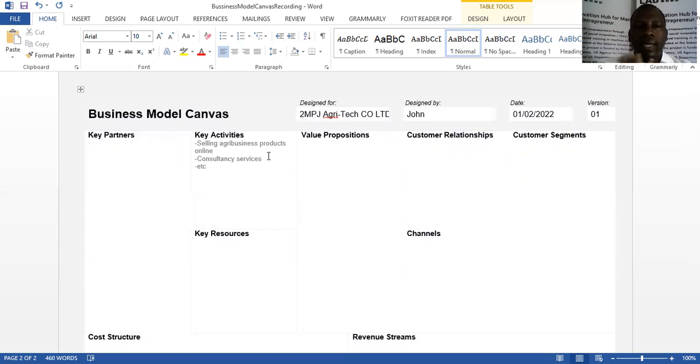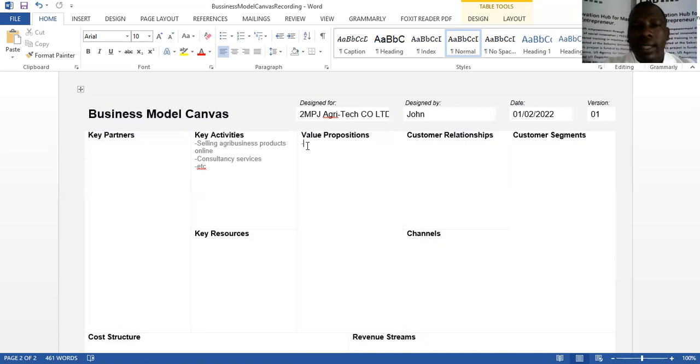Now, having known the key activities of the business, you need to explain the value proposition of your business. Because they will say it needs to sell the agribusiness product online. First, the value means the unique things that this business will add for customers to enjoy the business, or that will attract more customers.